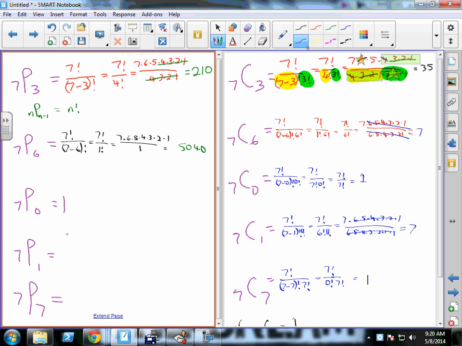So here's another general case for us. N permutation 0 is always equal to 1.